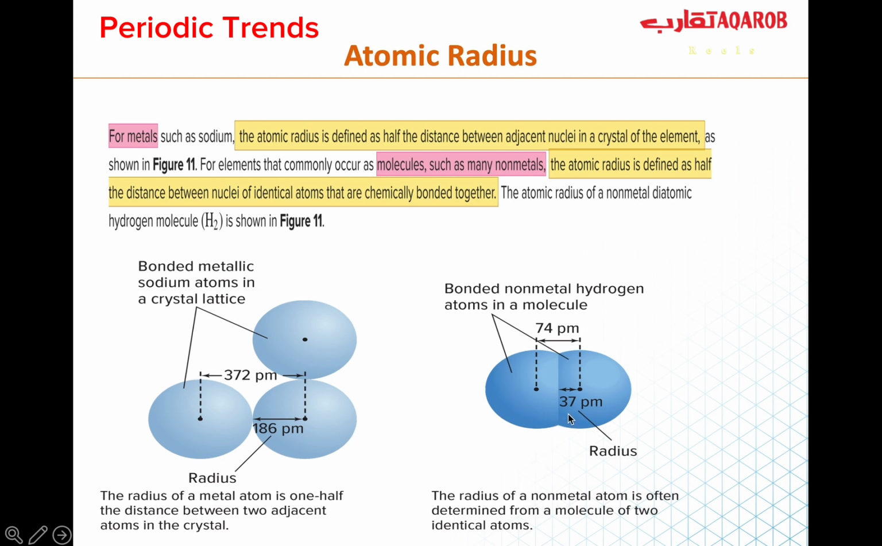And for a molecule, as we know, molecule means like O2, H2, I2, and they are non-metals. So this is for hydrogen, H2. This is the distance between the two nuclei, which is 74. Half the distance is 37. So the radius of a non-metal atom is often determined from a molecule of two identical atoms.